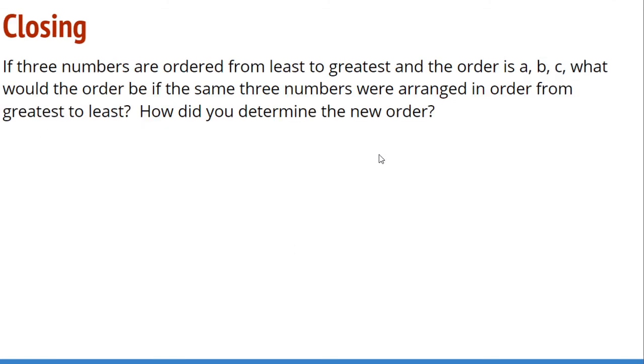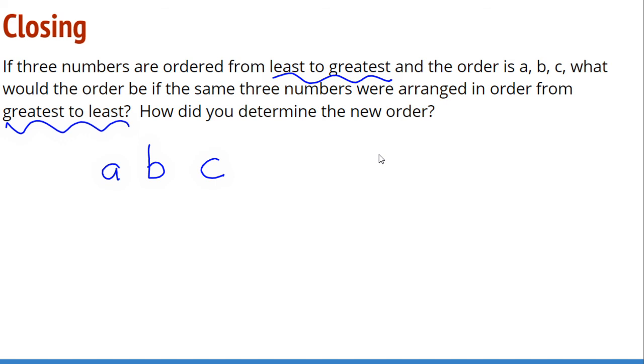All right, so if we had 3 numbers, and they are in order from least to greatest, and the order is ABC, what would the order be if the same 3 numbers were in order from greatest to least? So they start out as least to greatest, and I want to know what the order would be from greatest to least. So A is my least, C is my greatest.